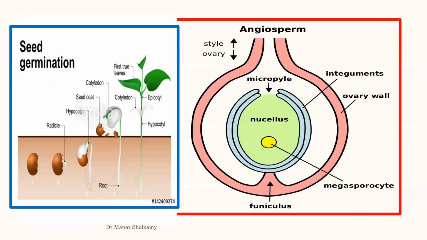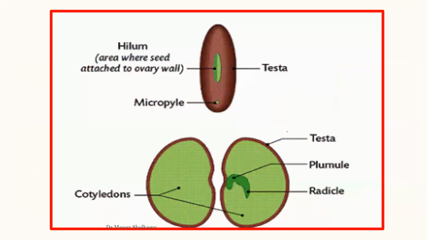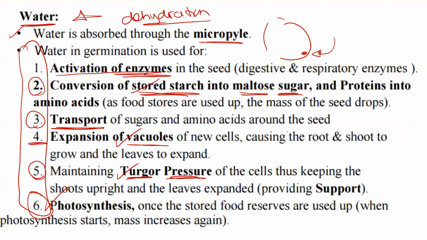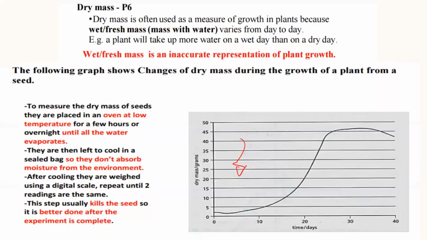Now, first, students, when they come to answer questions related to investigations concerning germination, let's say we want to study the effect of temperature on germination. What is the independent variable? If I want to study the effect of temperature on germination. Temperature change. I want you to be a little bit creative.